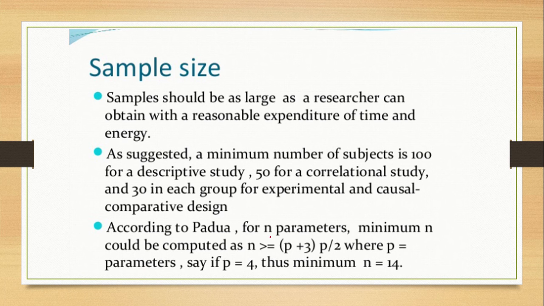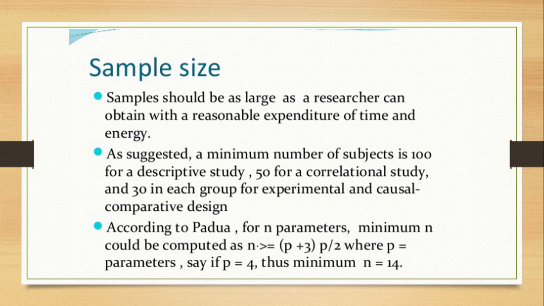We have here our n is (p plus 3) times p over 2, where p is the parameters. So in this case, for p equal to 4, 4 plus 3 is 7. Then 4 divided by 2 is 2, 2 times 7, n is equal to 14.